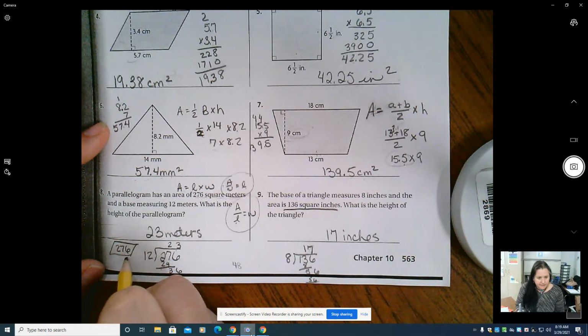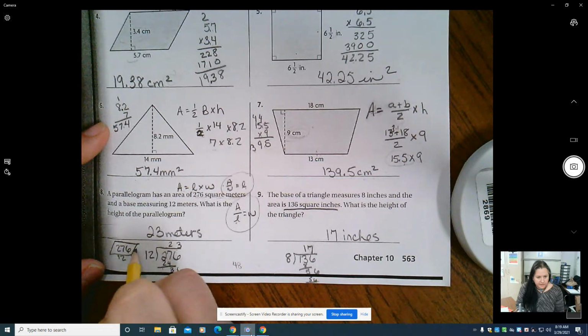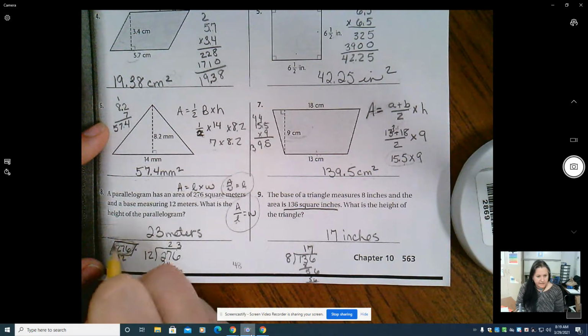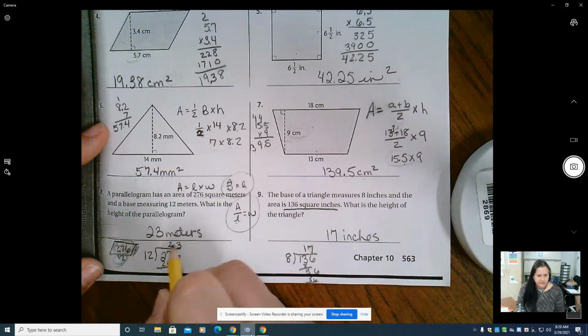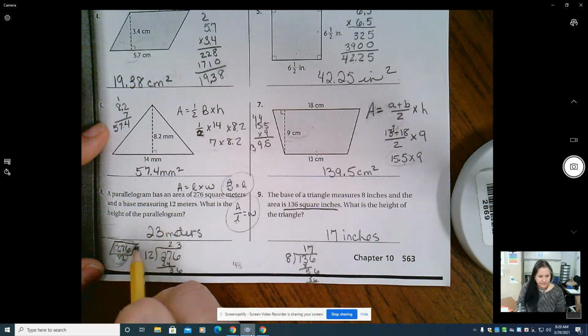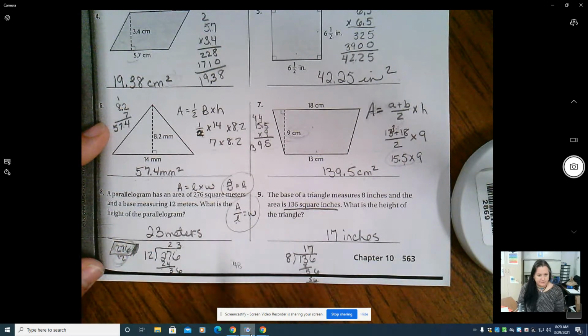So it says the base measuring 12. We want to know this. The fact family tells us that we take the area of the shape, divide it by a side, and we will get the other side that we're looking for. So this is 23 meters. That would be this height.